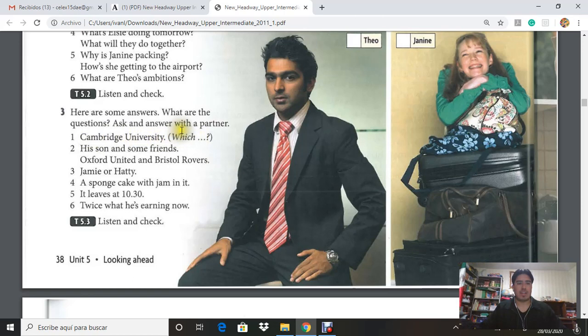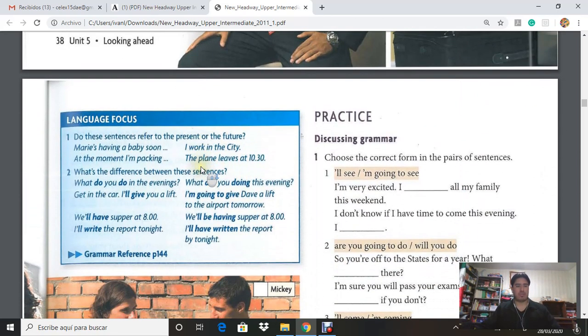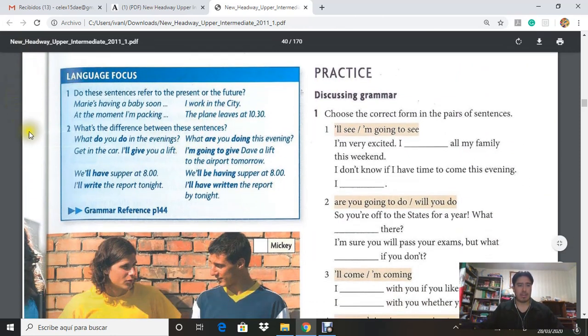Well, so using the same information on page 126, you can formulate the questions for these answers. Remember that through our WhatsApp group, we're going to be checking the answers to these ones when you have finished watching this video. Well, after this, we can go to the next page where we have the explanation of the language focus. So we're going to go in here to this blue square.